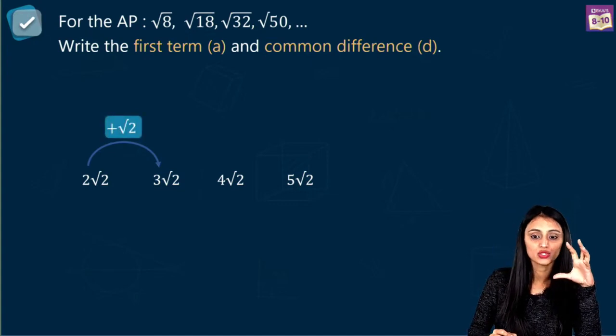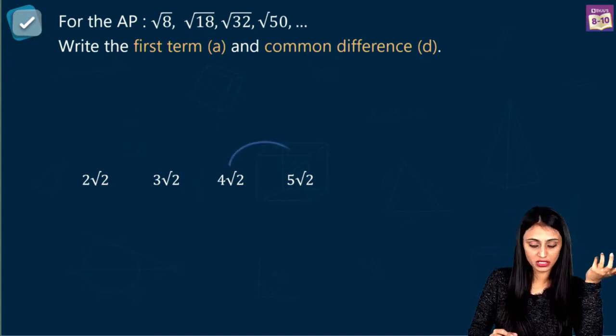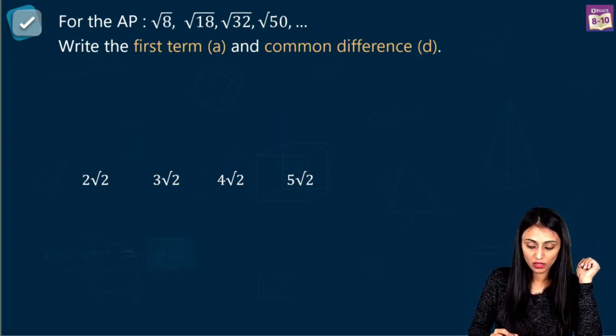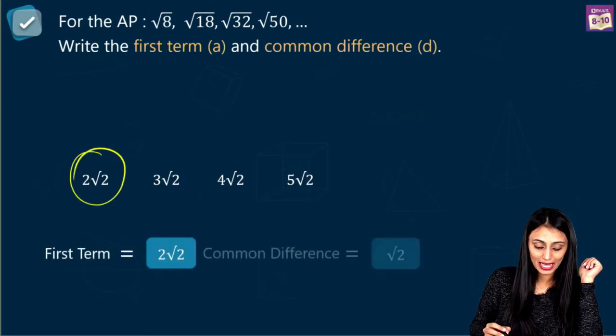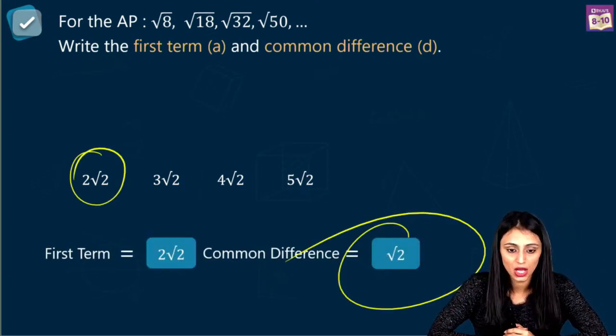So 3 root 2 minus 2 root 2 will give you root 2, positive root 2. 4 root 2 minus 3 root 2, again positive root 2. 5 root 2 minus 4 root 2, again positive root 2. So from here we know that the first term is 2 root 2 and the common difference is root 2 every time. Correct? Yes, Diksha, Pavan Kumar.